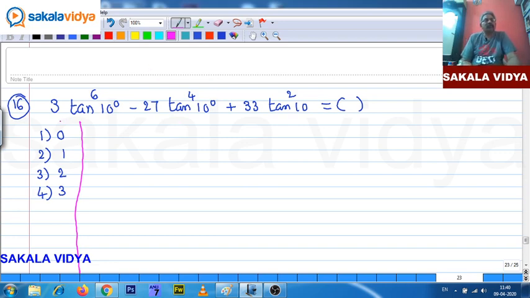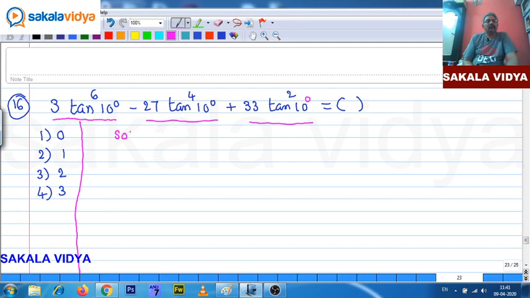So now 3 tan 10 degrees to the power of 6 minus 27 tan 10 degrees to the power of 4, plus 33 into tan square 10 degrees. So how to find out this one? So let's make a plan. Ashwin got it, option 3. Okay, yes sir, you are correct, absolutely.